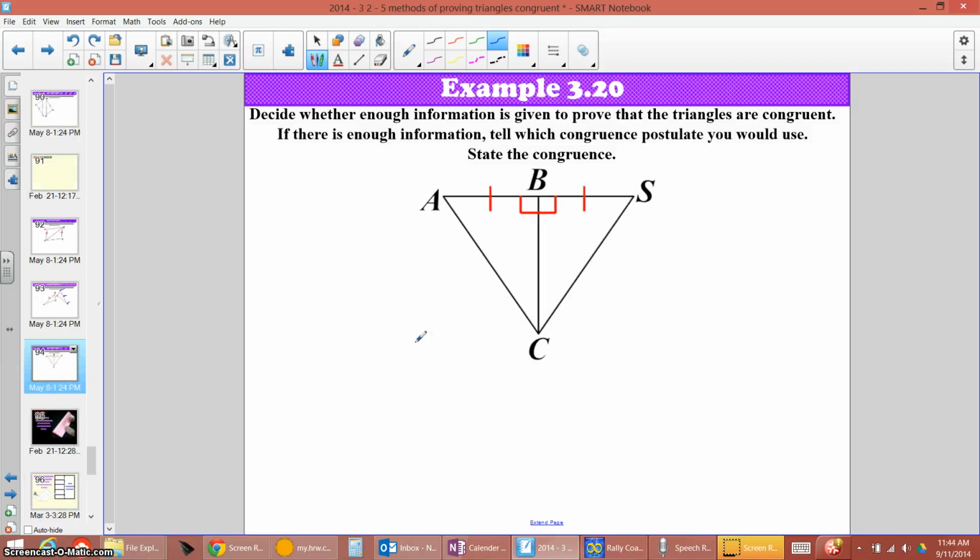So I only have a little bit left. Here I have this side here is good. It's reflexive. So I say side, angle, side, and I'm done. I have to fill out the congruence.